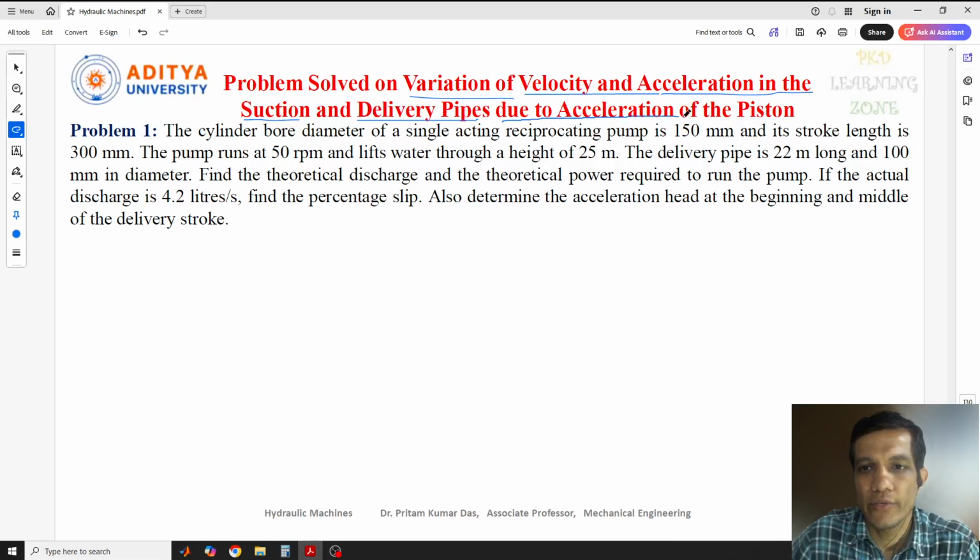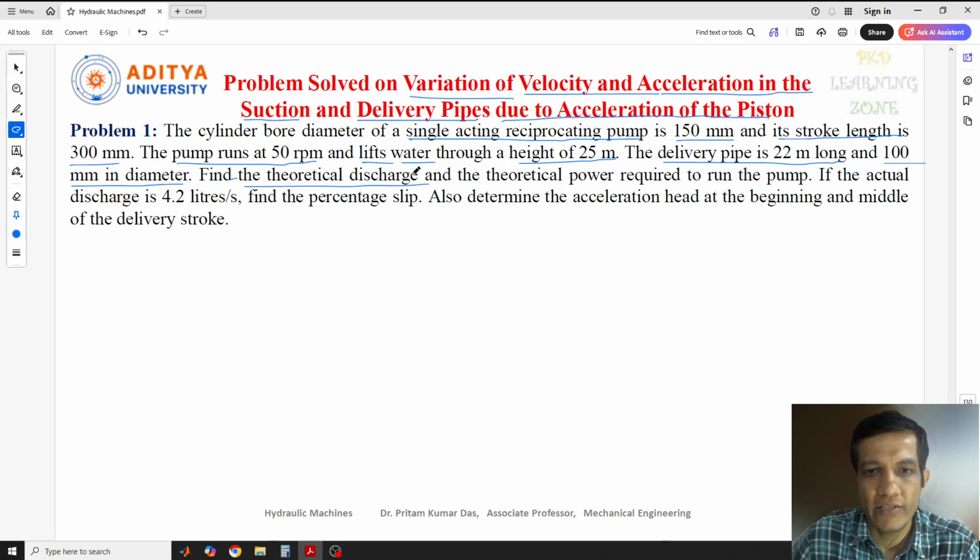Here I have taken a question on a single acting reciprocating pump. The bore diameter is given as 150 millimeter, and its stroke length is 300 millimeter. The pump runs at 50 rpm and lifts water through a height of 25 meter. This is the head given. The delivery pipe is 22 meter long and 100 millimeter in diameter. These are the delivery pipe length and diameter.